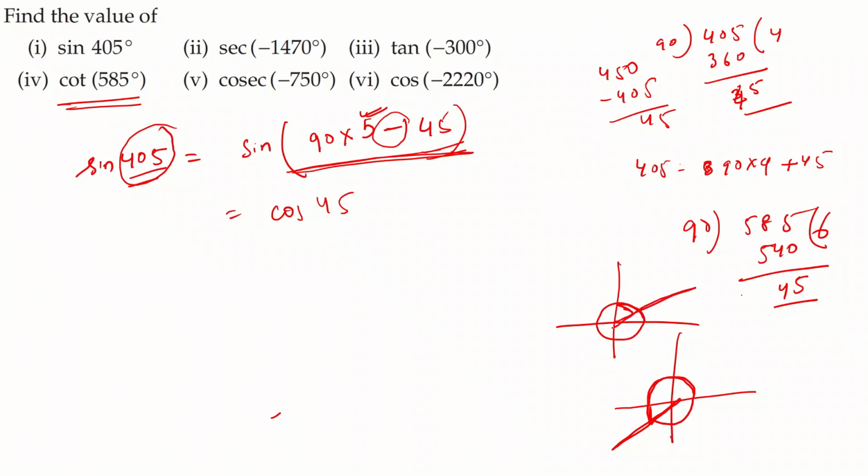Anyhow, the quadrant will never change. Quadrant will always be the same. 405 degrees will always lie in the first quadrant. Alright, so again in the first quadrant everything is positive, so a positive sign over here.